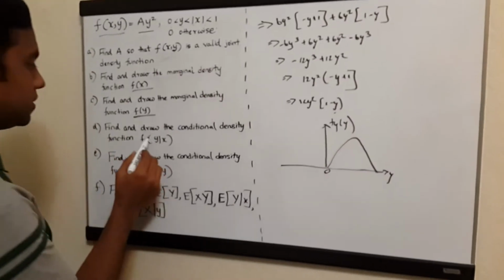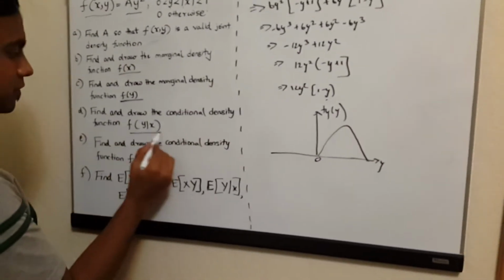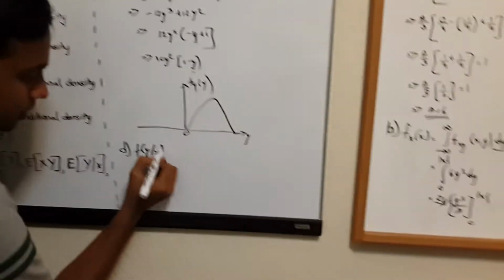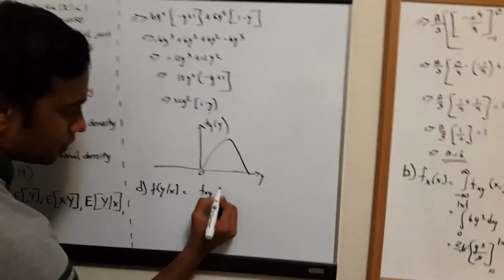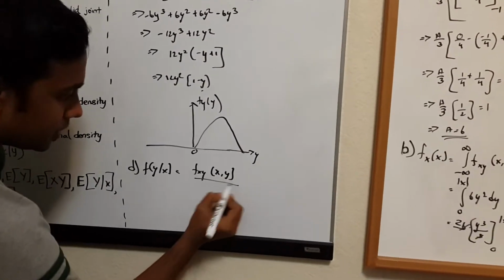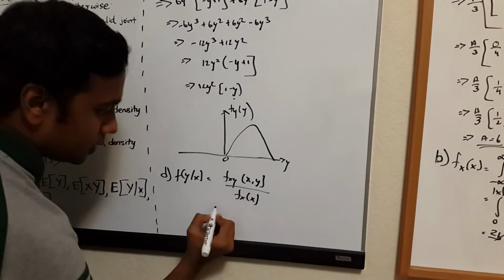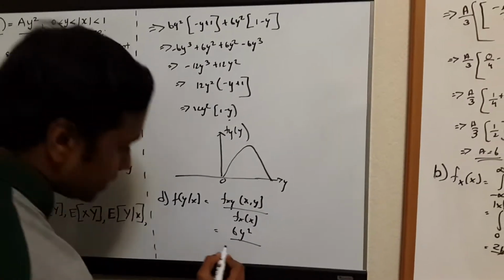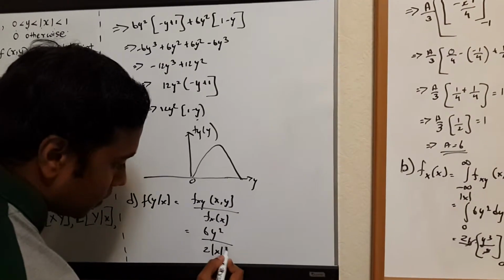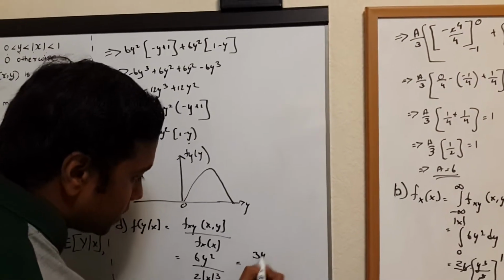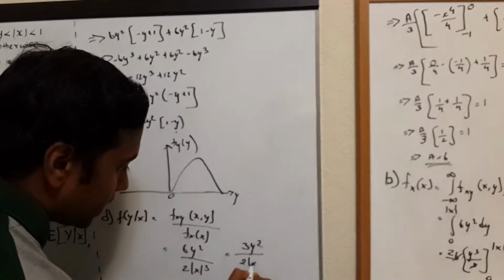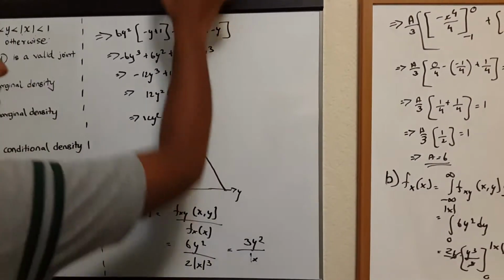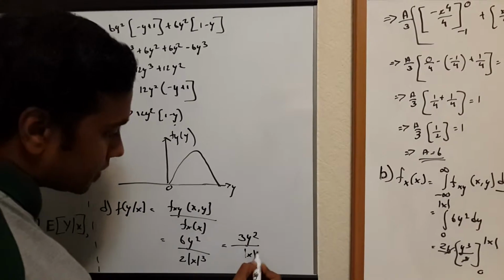Proceed over to the fourth subdivision. Find and draw the conditional density function of f of y given x. So the f of y given x is given by fxy of x comma y by fx of x. So this is 6y squared, and fx of x we got it as 2 into modulus of x the whole cube, which is 3y squared by 2 mod x, 3y squared by mod x the whole cube.